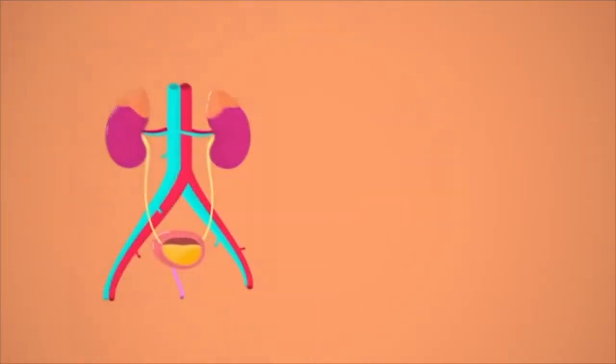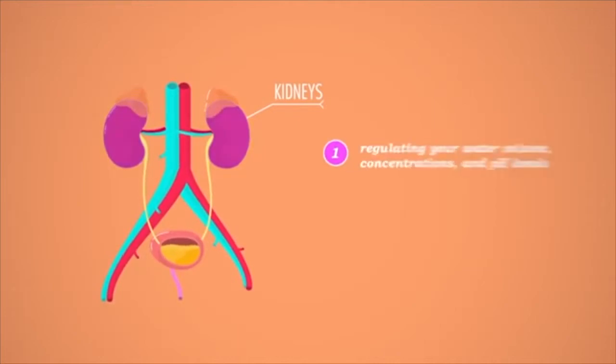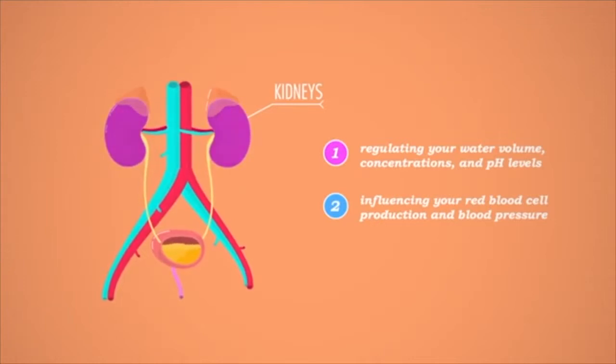This system, and specifically your kidneys, does all sorts of important homeostatic stuff like regulating your water volume, ion salt concentrations, and pH levels, and influencing your red blood cell production and blood pressure. But its main purpose, what we're going to be focusing on for the next 2 lessons, is how it filters toxic leftovers from your blood, like nitrogenous waste made by metabolizing protein, and ferries it out of the body.